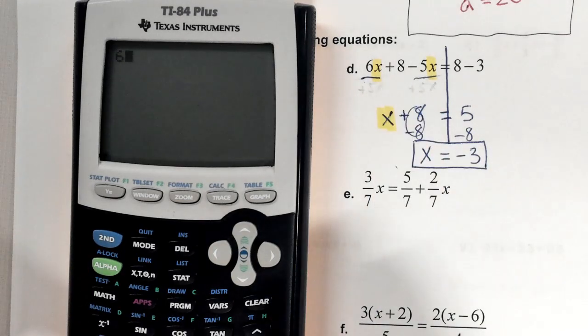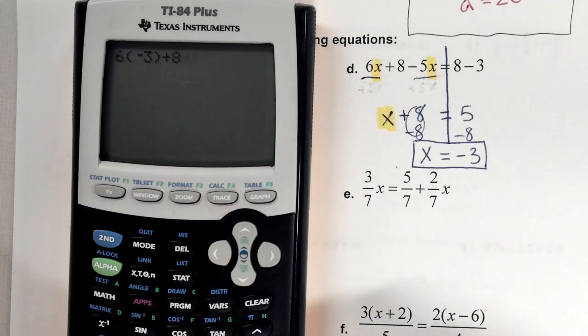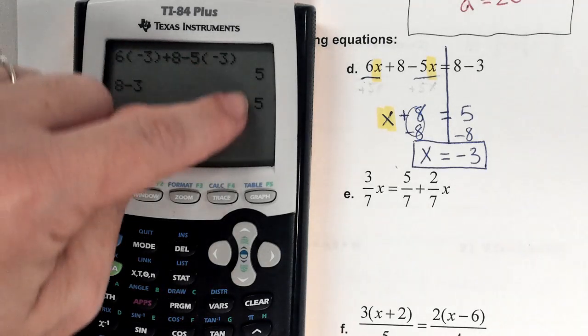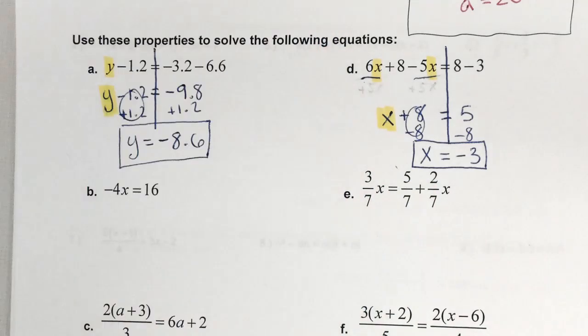So we have 6 parentheses, negative 3. Always use a parentheses to plug in your x. Plus 8 minus 5 parentheses, negative 3. That's the left side of my equal sign, and it equals 5. So what do I want the right side to equal? Does 8 minus 3 equal 5? Mm-hmm. So did I do it correctly? Yes. Because they're equal, I did it correctly. Cool. So you can do that on all of these.